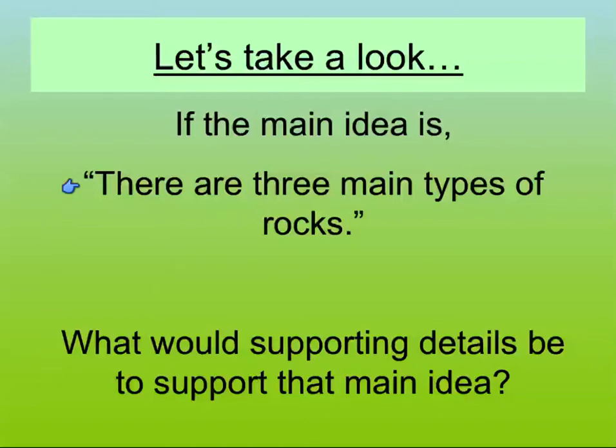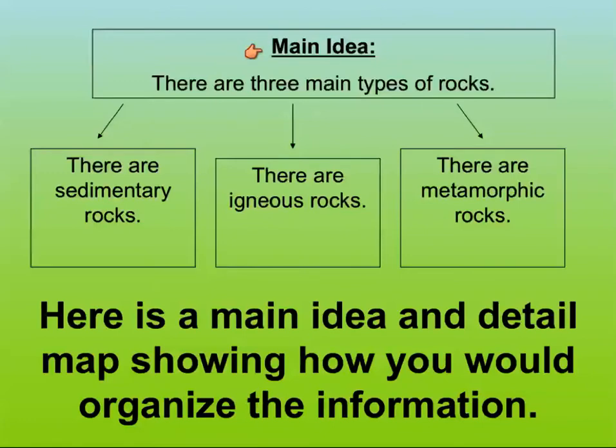All right. If you named the three types of rocks, then very good. You know a lot about science as well. If you didn't know, that's okay. But let me show you what you might have come up with. So remember, our main idea is there are three main types of rocks. So you might have remembered there are sedimentary rocks, that's one type. There are igneous rocks, that's another. And there are metamorphic rocks, that's the third type. So notice the main idea is that there are three. The supporting details describe each or name each type.